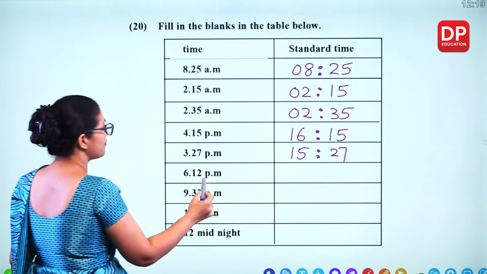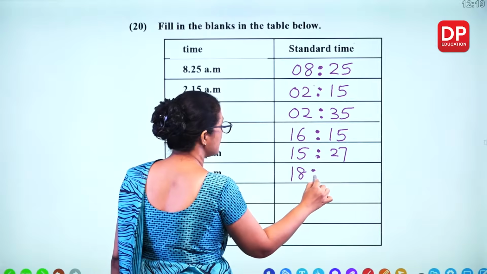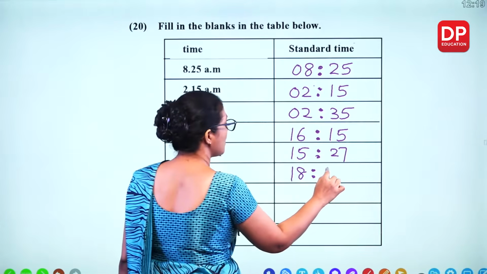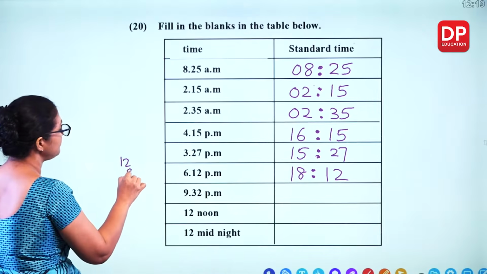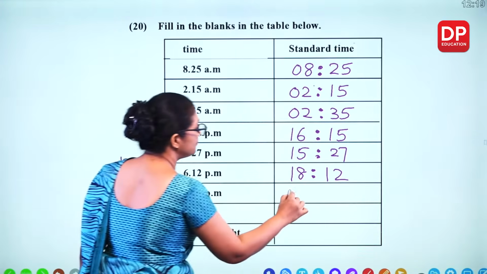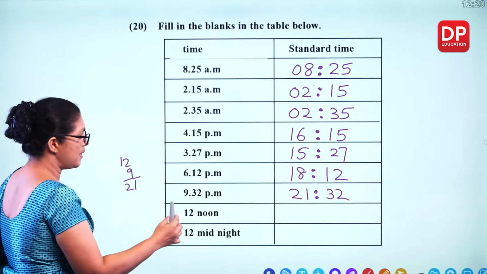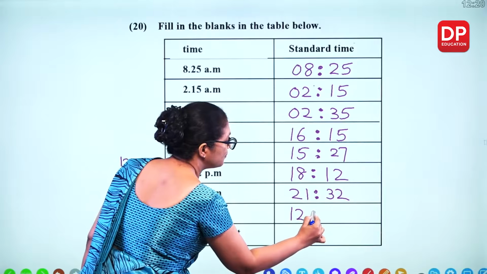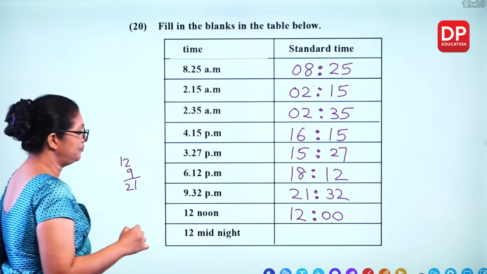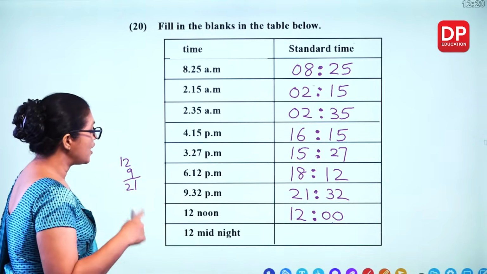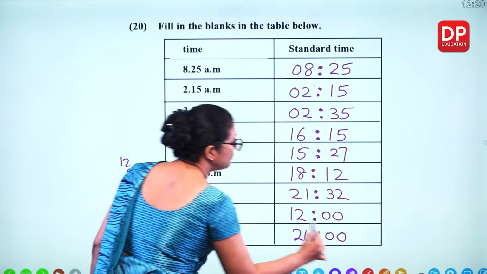15:27. PM here, 6 plus 12, 18. 18:12. Here PM, 12 plus 9, 21. 21:32. Noon means we write 12. 12 midnight, we can write 24. 24 hours.